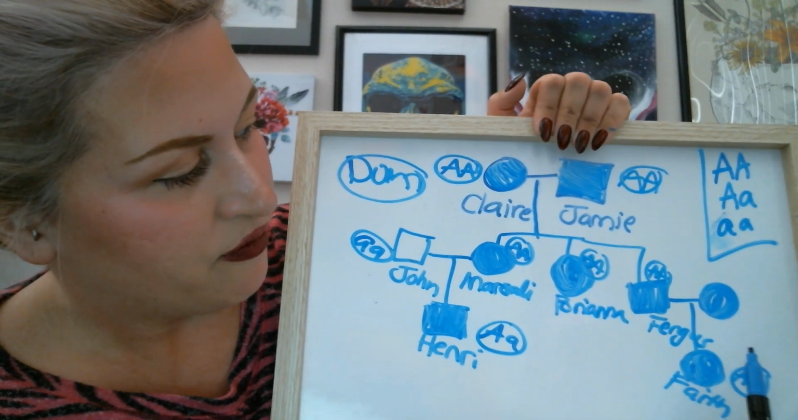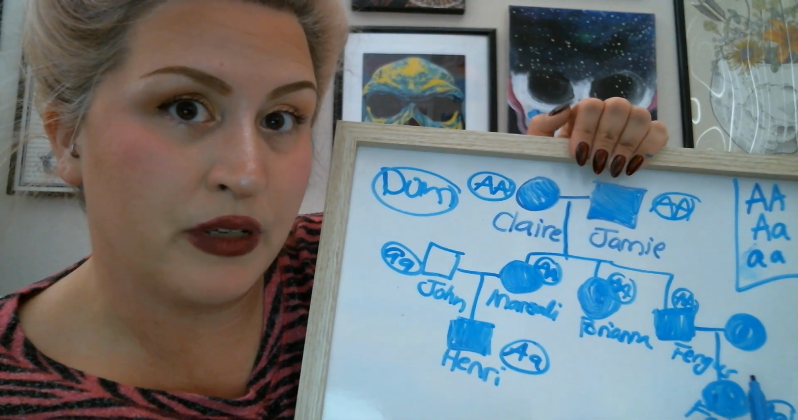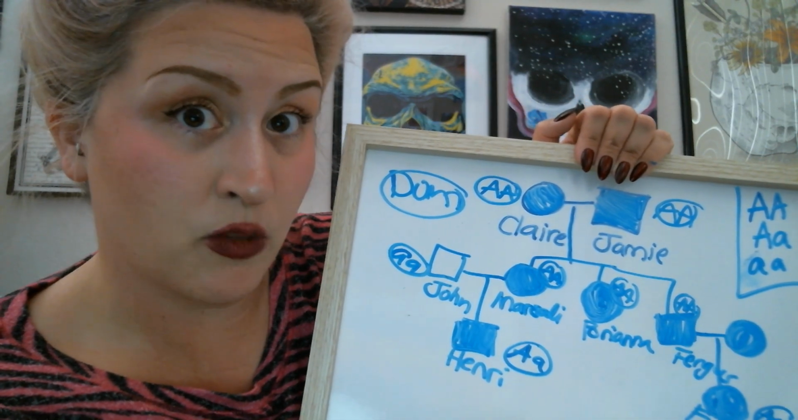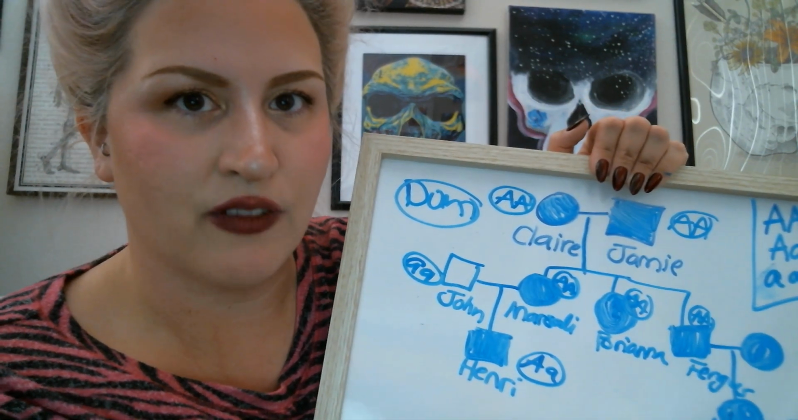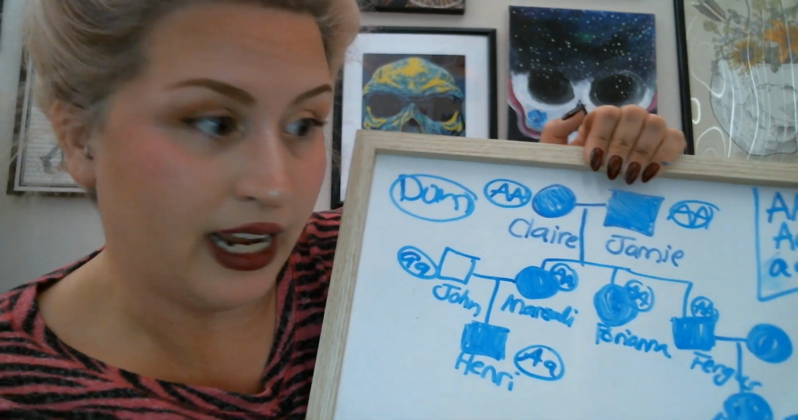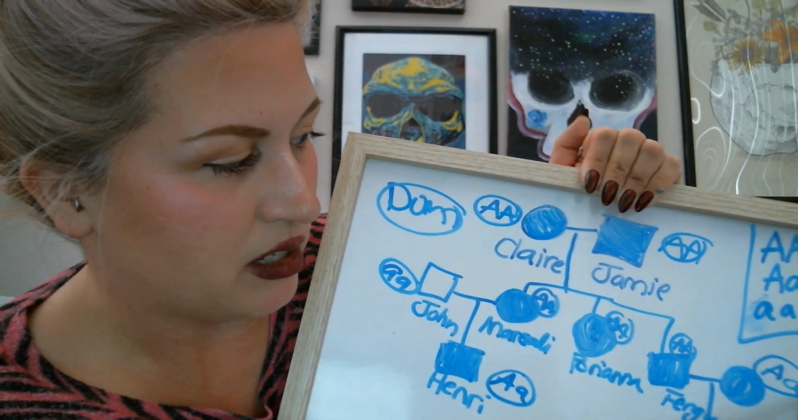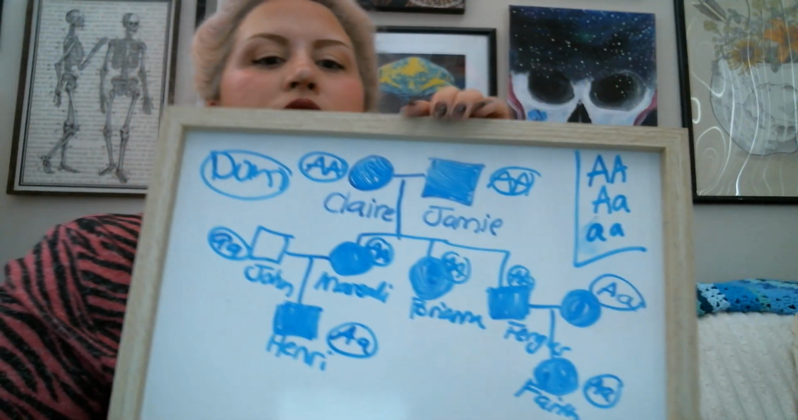So let's look at Fergus. Fergus is homozygous dominant, which means that he only has big A's. So Faith, who has a big A, we know it had to have come from her dad, right? Because that's all he has. So that means Faith is getting her little a from mom. So now we know that mom has to be heterozygous.